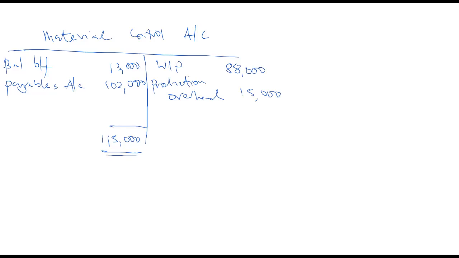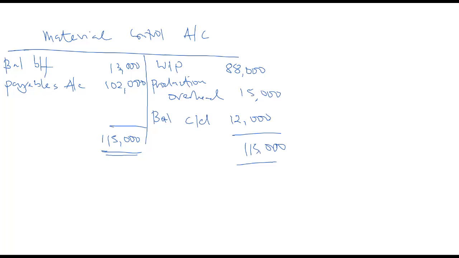Therefore, we still have material remaining. We'll call this the balance carried down, equal to the difference, which is 12,000. Don't forget the account has to balance. Therefore, we have the material control account with a balance carried down of 12,000.